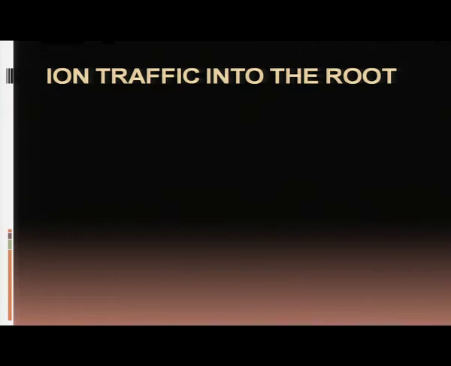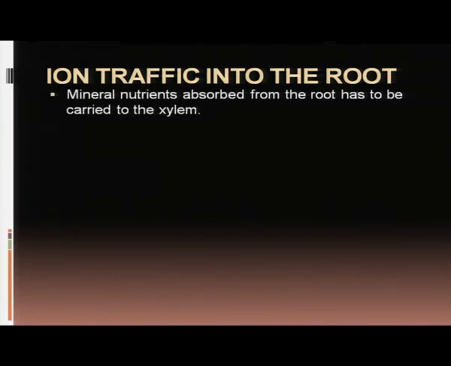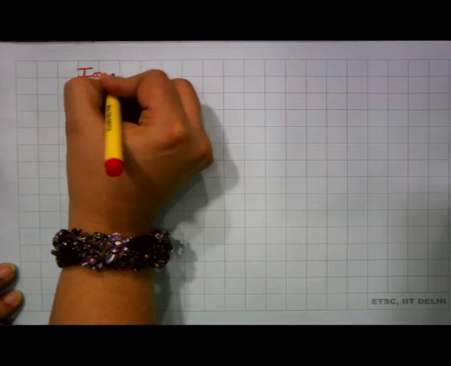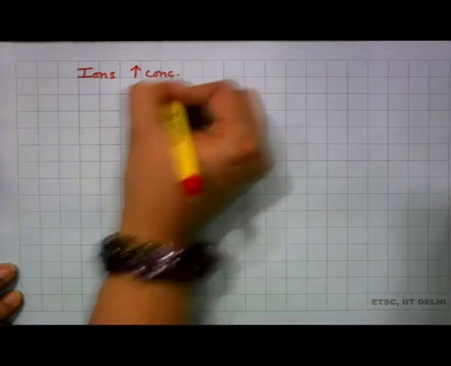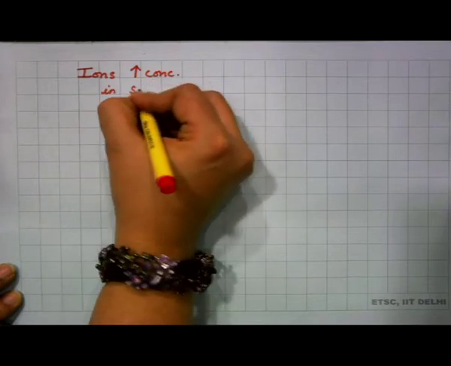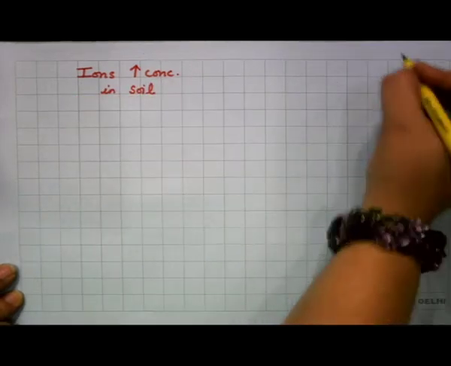Ion traffic into the roots. Now, mineral nutrients absorbed by the roots are required to be carried into the xylem. Before moving on to this topic, let us see what we have discussed so far. We discussed that if the ions are present in high concentration in soil, this is the plant.